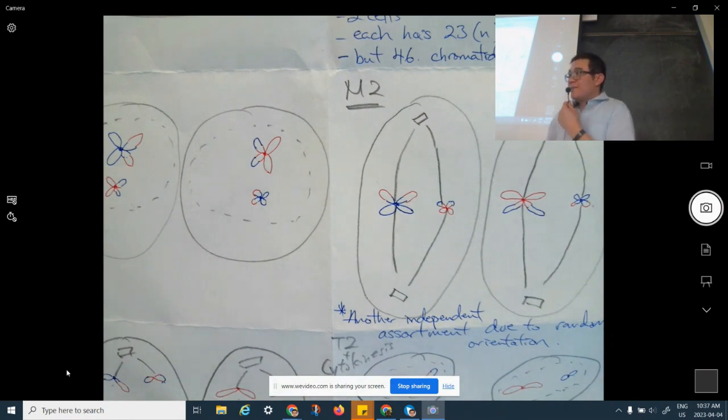So it's really mitosis happening twice. You have two interphases, two prophases, two metaphases, anaphases, telophases, and two cytokinesis. Okay.